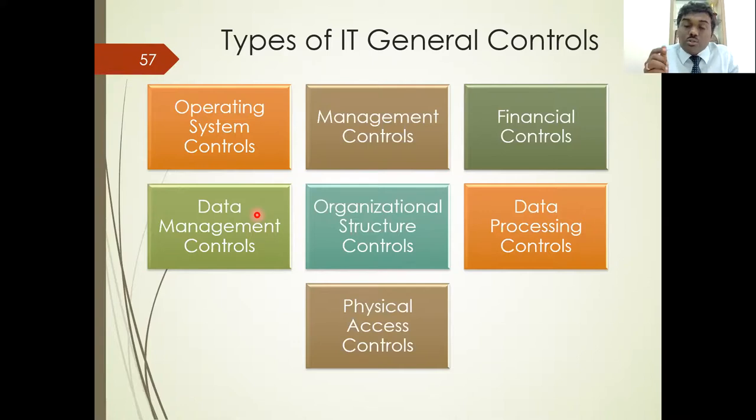Organization structure controls. If tomorrow something is a problem, who is reporting to whom? I am continuously reporting there is a problem, and my supervisor is not even bothered. So is there an escalation mechanism? Is there a whistleblower policy? How am I processing the data? Next, who has the access to physical data? So all of these are types of general controls.